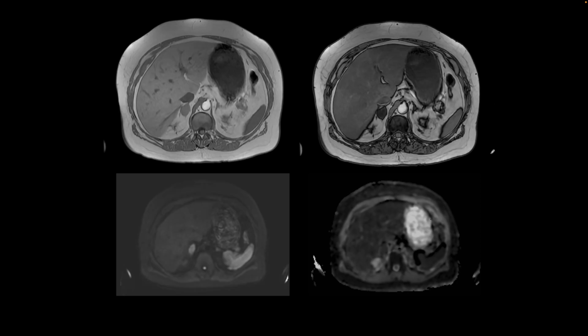This is our next patient. They presented with an adrenal nodule, and on in and out of phase images, on the in-phase image we see some signal, and on the out of phase images, there is signal drop. So this nodule in the right adrenal is an adenoma, and remember, adenomas can sometimes show restricted diffusion like this one, high signal on DWI and low signal on ADC images.